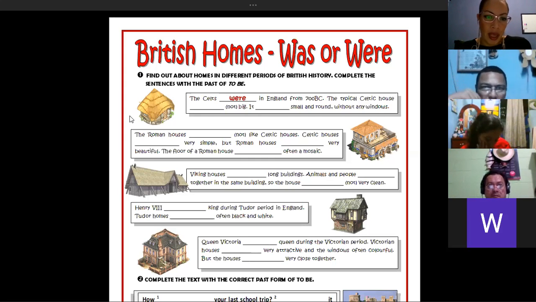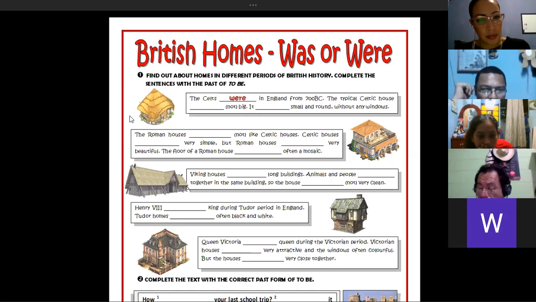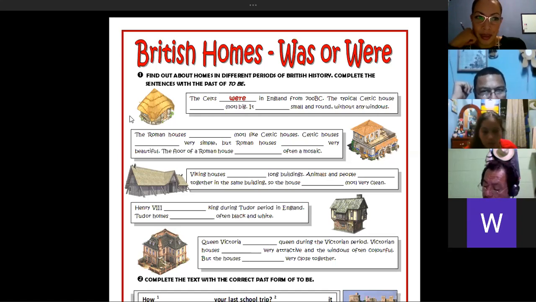Very good. Okay, Henry, volunteer. Okay. During the period in England, children's clothes were often black and white. Okay, well done, Rene. Well done.